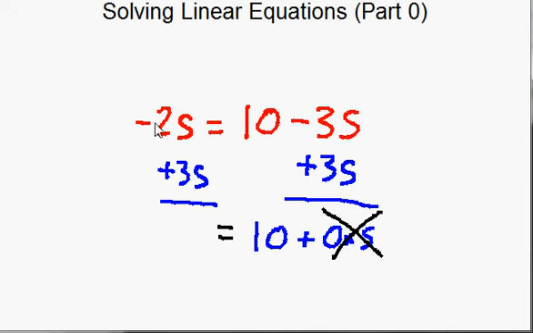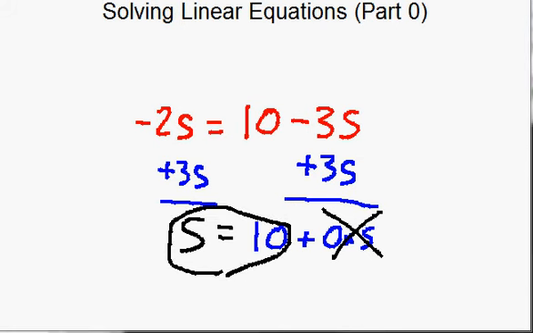And on the right, I end up with negative 2s plus 3s. What does that become? 5. No, it's a negative and a positive, so it's positive 1s. Okay? So s equals 10. That's the answer. Got it? So that's kind of the trick.